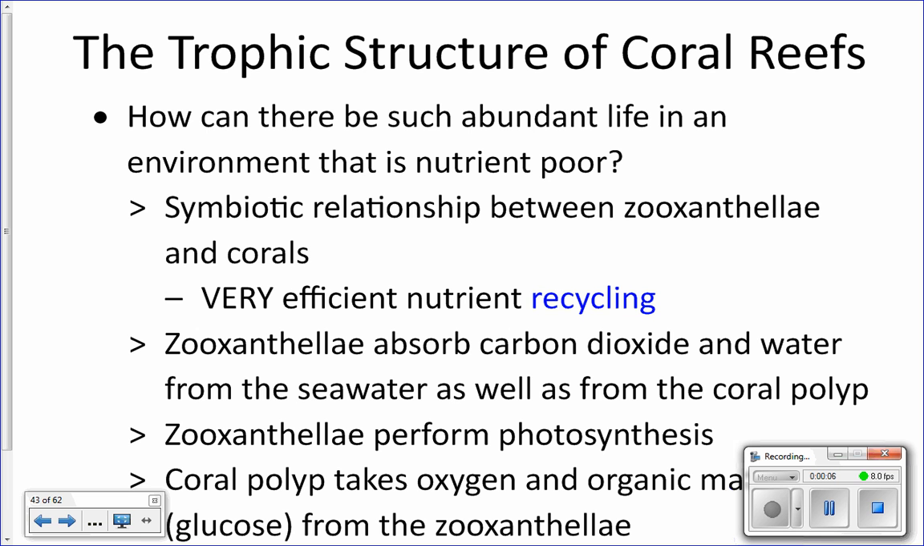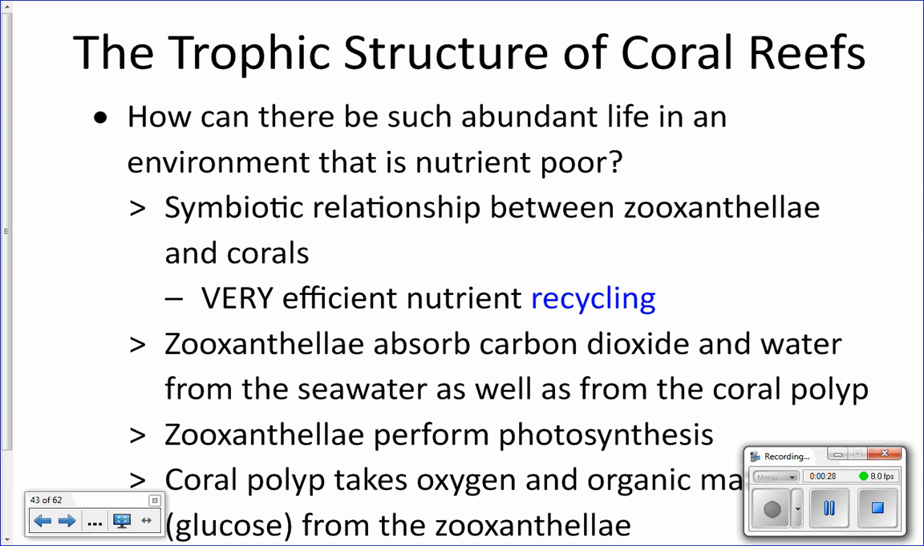Last time we talked about how coral reefs actually get built. Right? We talked about the different stages of reef formation and the different locations on the reef. Today I'm going to talk about the trophic structure of coral reefs. So that means the ecosystem of the coral reefs. And the ecosystem of the coral reef is extraordinarily complex.